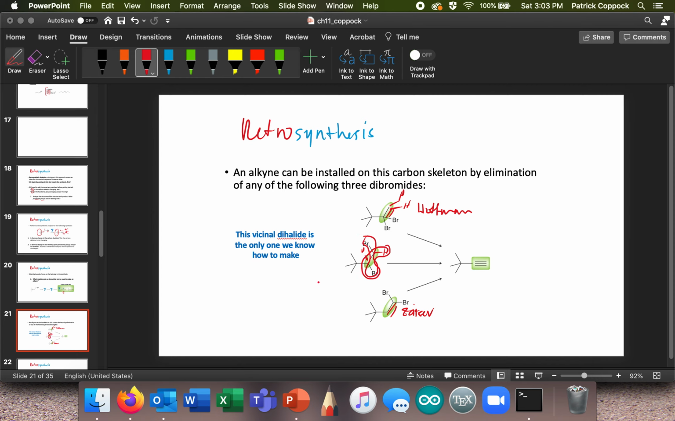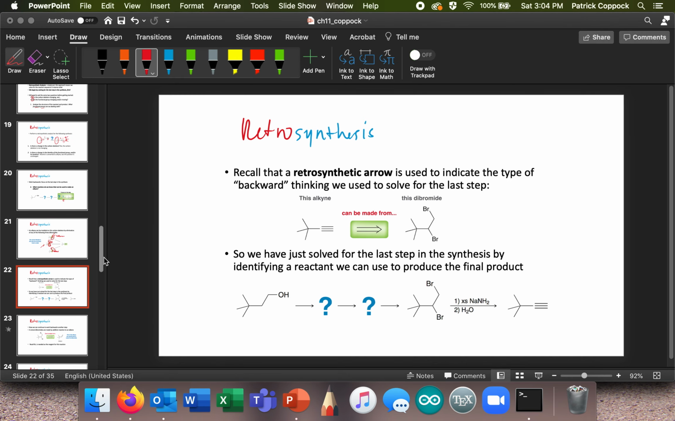Now, it turns out this vicinal halide is the only one of these we know how to make. We could do any of the three of these. Here's a geminal dihalide. Here's another geminal dihalide. But this is the only one we know how to make, or at least I should say, the only one we have simple access to making. How do we make a simple vicinal dihalide, right? So what we're going to do now is assume we've done that one. We've made this from a vicinal dihalide by simply doing a double elimination. Okay? You recognize that? Okay.